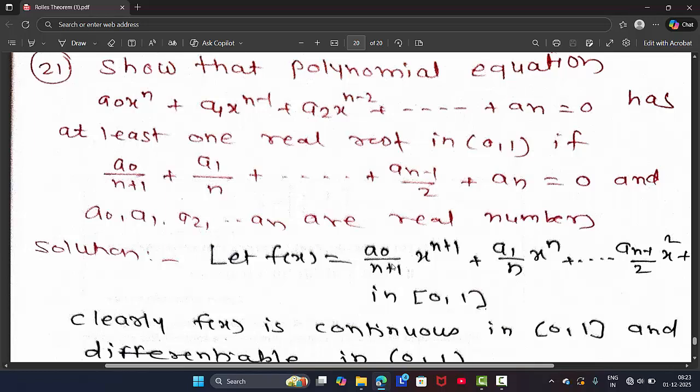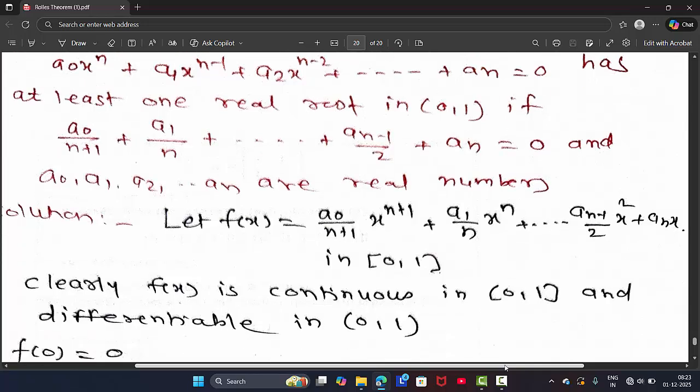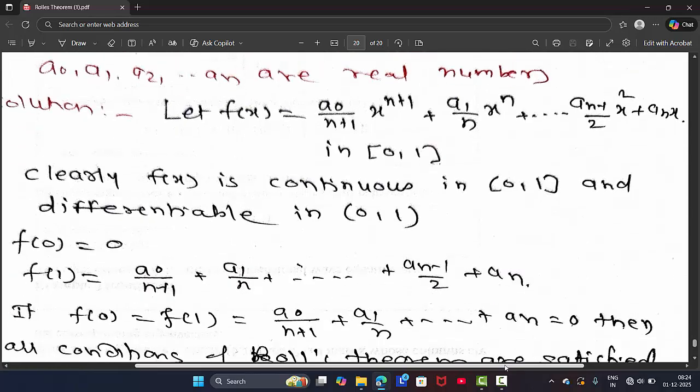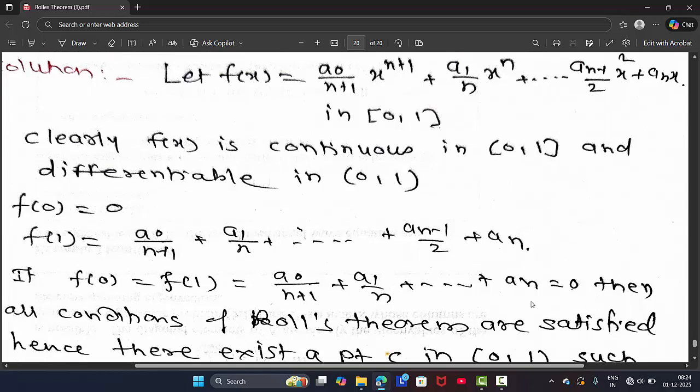f(x) equal to a0 x raised to n plus 1 by n plus 1, we shall suppose it, plus a1 by n x raised to n, plus so on, plus a(n minus 1) by 2 x square plus an x. We shall assume this. Clearly, f(x) is continuous in the closed interval [0, 1] and differentiable in the open interval (0, 1). And f(0) equal to 0 and f(1) equal to a0 by n plus 1 plus a1 by n plus so on plus a(n minus 1) by 2 plus an. Therefore, f(0) equal to f(1).